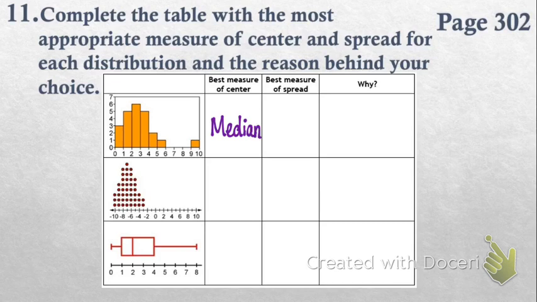And so since we went with the median as our best measure of center, that means we should use what as our measure of spread? IQR. Tell me why you guys picked the median and the IQR for this data. Because it has an outlier.